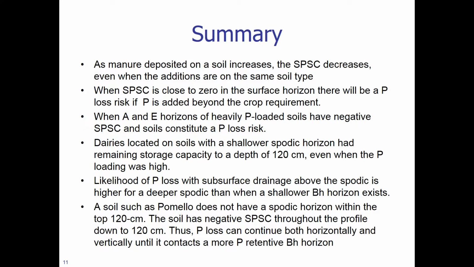The soil has negative SPSC throughout the profile down to 120 centimeters. Thus, P loss can continue both horizontally and vertically until it contacts a more P-retentive BH horizon.